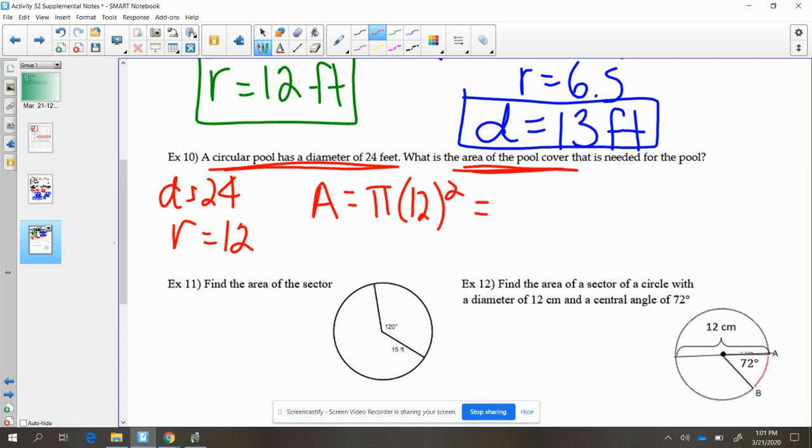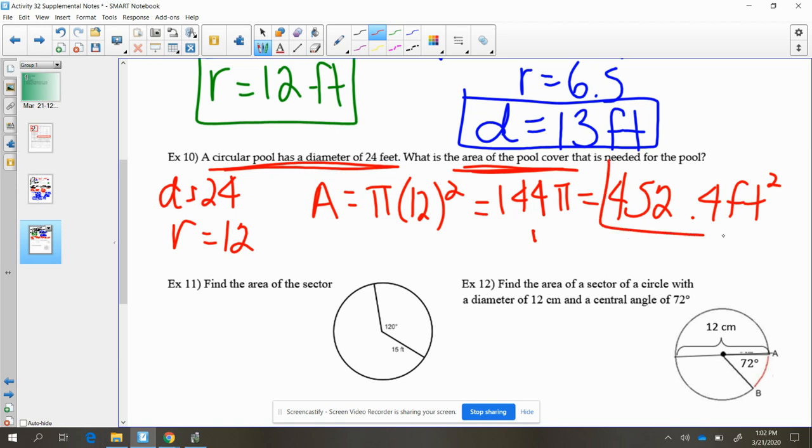Again, 24 squared is not the same thing as 12 squared. Okay, 24 is not the same as 12 squared either. So we have 144 pi, which, if you type into your calculators, you should get approximately 452.4 square feet. Again, we weren't specific on our rounding, so you could either leave the answer as exact or round to the nearest tenth.